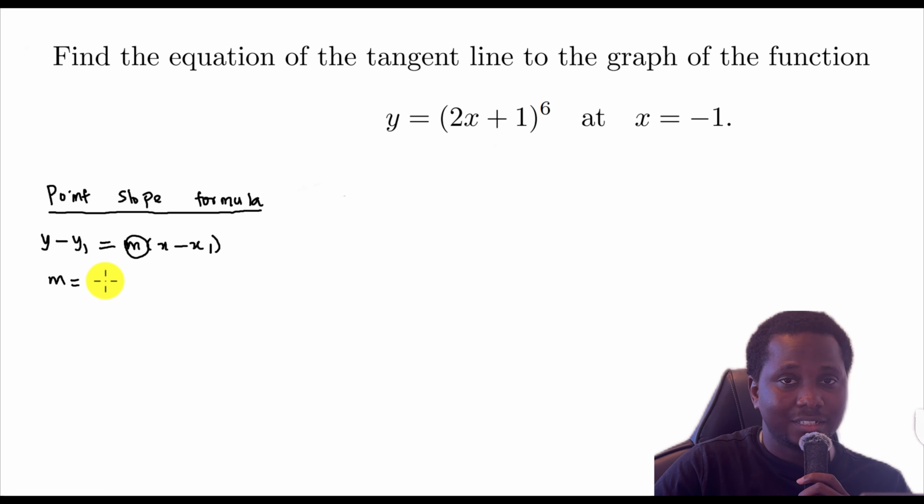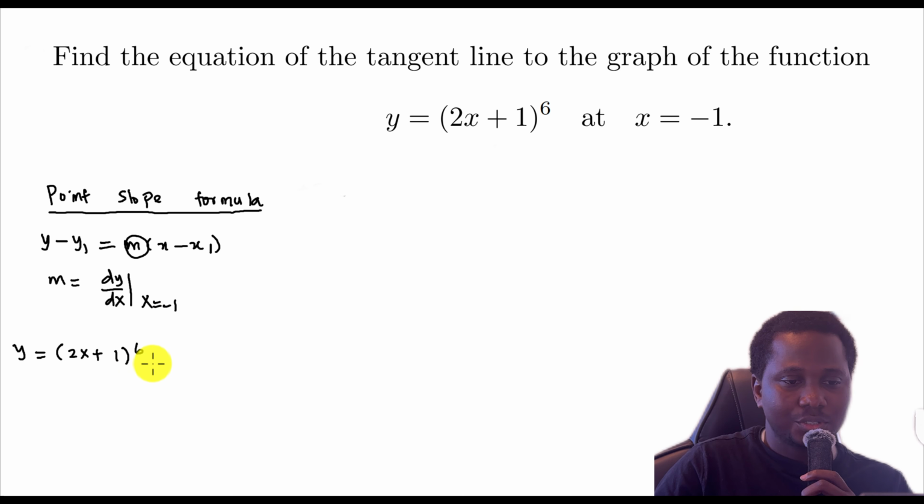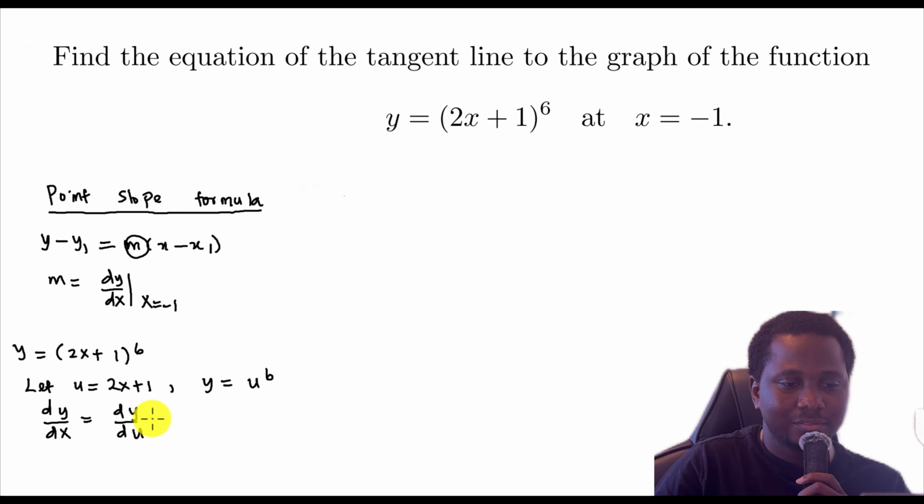Slope is also known as the derivative of y with respect to x at point x equals minus 1. So this is the slope at point x equals minus 1. Now how do we find the slope at point x equals minus 1? For us to find the derivative of this function, we might want to use the chain rule. So to use the chain rule, let u equal 2x plus 1. That means that y is going to be u raised to the power 6. Now to differentiate y with respect to x, since y is a function of u, if we are to use the chain rule, we differentiate y with respect to u first, and then we go ahead and differentiate u with respect to x.